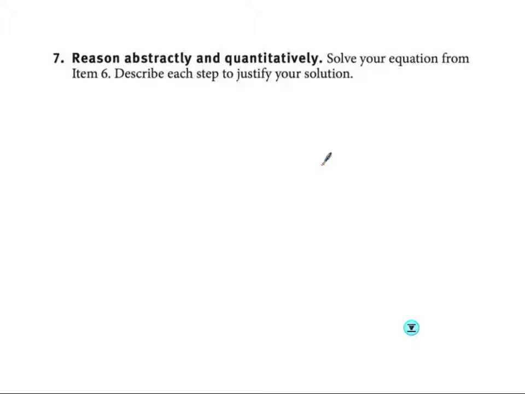Number 7, solve your equation from item 6. Describe each step to justify your solution. Alright, so we're going to write this again. R over 2 times 0.75 is equal to 100 minus R over 4 times 1.25. Okay, so we need to solve for R.